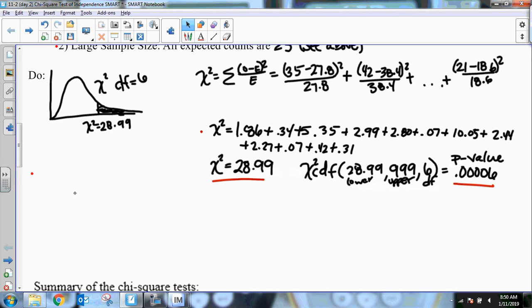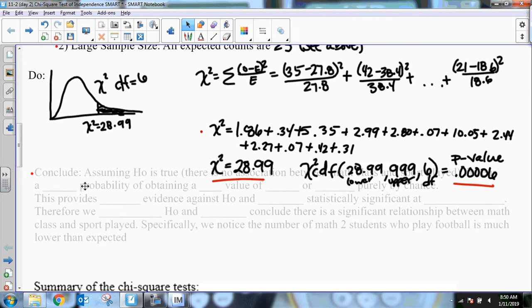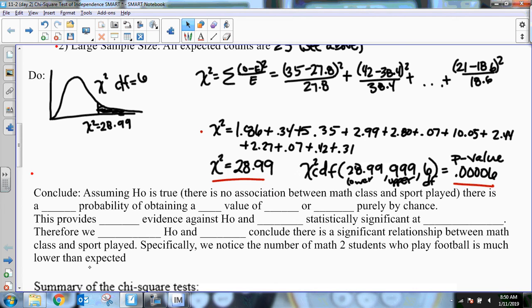Okay, so hopefully you've tried out the conclusion. Let's double check it. Assuming the null hypothesis is true, there is no association between math class and sport played. There is a 0.00006 probability of obtaining a chi-squared value of 28.99 or higher purely by chance.